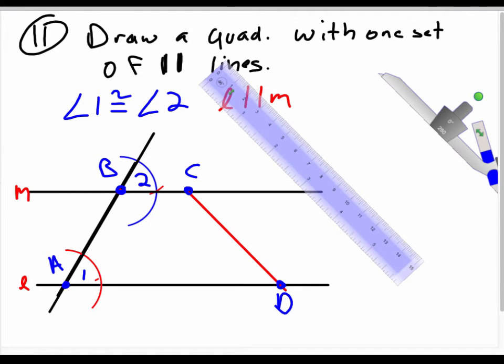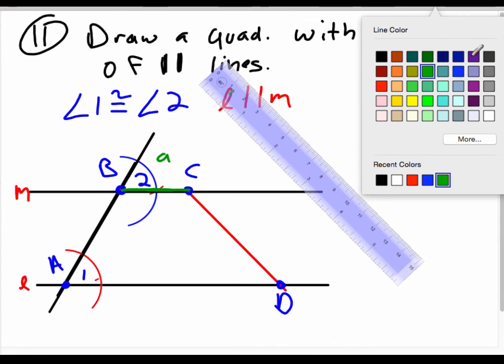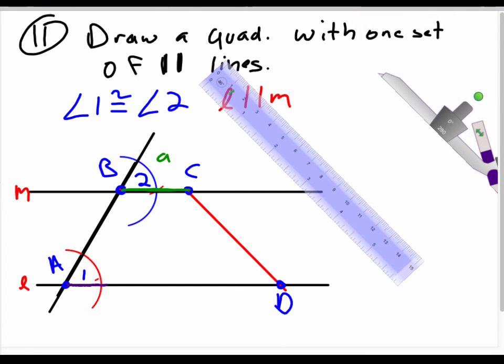So I think we got to do problem number 13. And so what I'm going to do, and this will be interesting, I'm going to label this like this. From B to C, we'll call that A. And then from C to D, or A to D, we'll call this B.